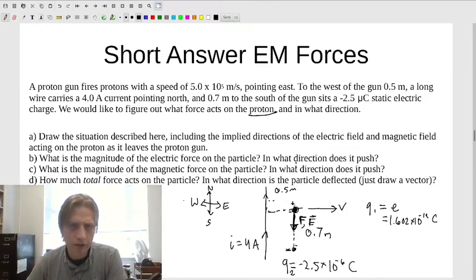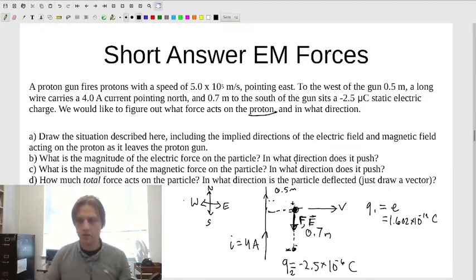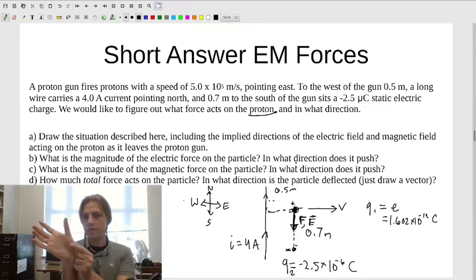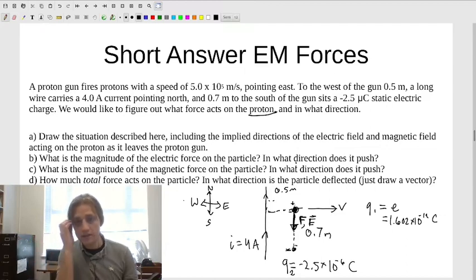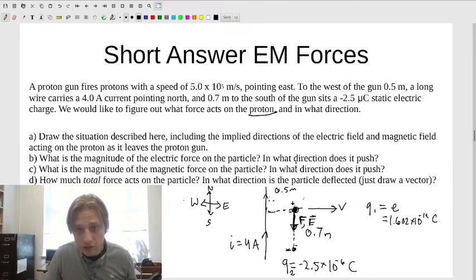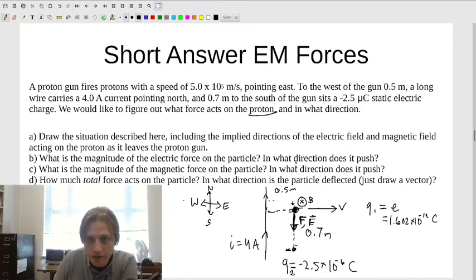On the other hand, if we look at this picture and use my right-hand rule for currents, I put my thumb in the direction of the current, I put my palm in the direction pointing from the current to the point of interest where my proton is sitting, and then I curl my fingers. I can see that the magnetic field would be pointing into the page right here. Here I've already listed what direction my electric field is going to be pointing. It's going to be pointing down.